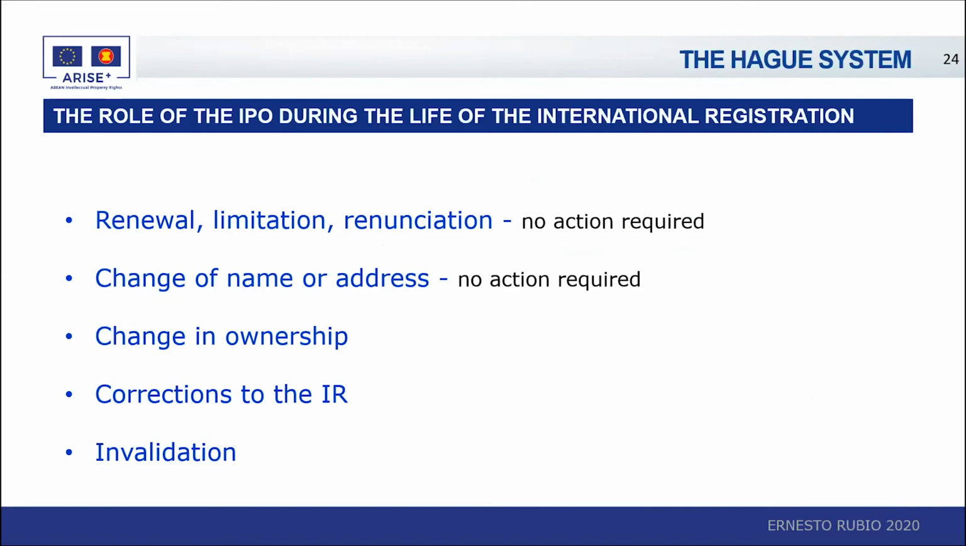During the life of the international registration, all renewals and changes to the international registration will be recorded directly by WIPO and will have the same effect as if recorded in your office. In this respect, there is not much work for your office to do, except maybe regarding a change in ownership, a correction, or an invalidation.